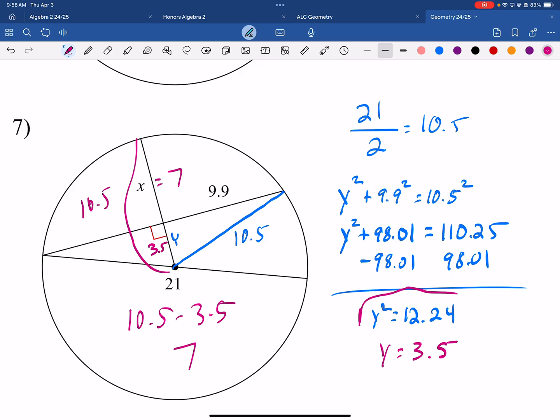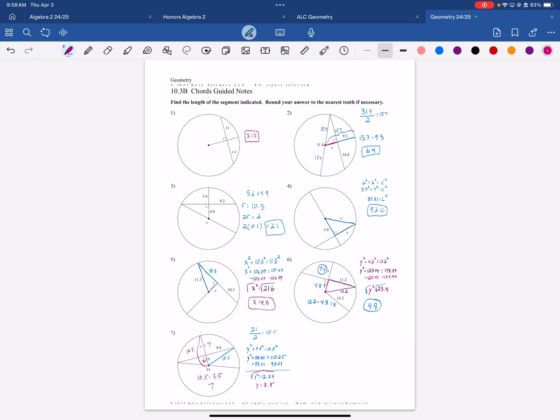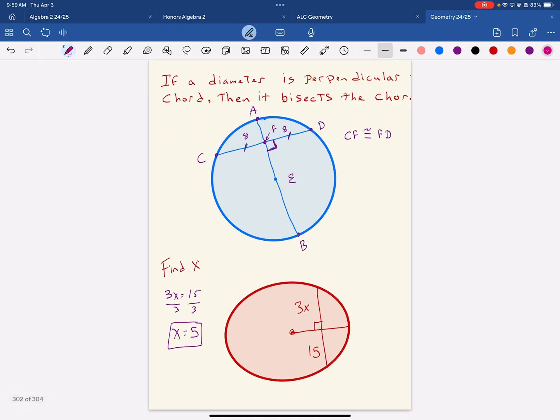So the whole thing today, as you're looking at the different problems that you have for the day, you're going to have to find the lengths of the sides, round to the nearest tenth if necessary. Keeping in mind, as we started out with the big one, if the diameter is perpendicular to a chord, then it bisects that chord and creates that right angle. Okay? Any questions?